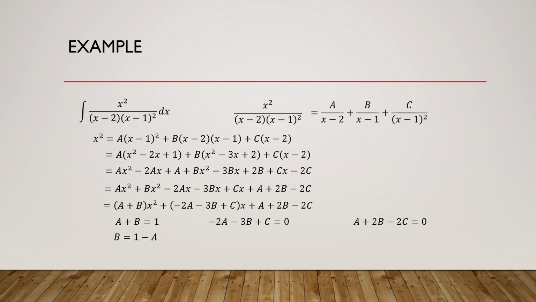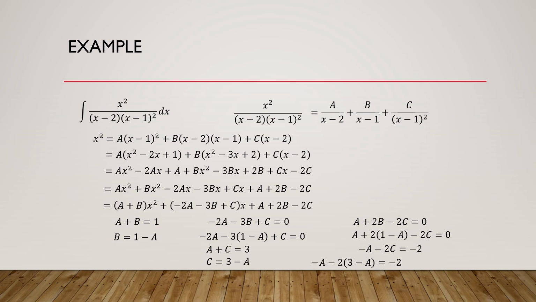In the first equation, we solve for B, then substitute 1 minus A into the second and third equations. These simplify to A plus C equals 3, and negative A minus 2C equals negative 2. Solve for C in the second equation and substitute 3 minus A into the third equation. This simplifies to A minus 6 equals negative 2, or A equals 4. Take this to the first equation to get B equals negative 3, and into the second equation to get C equals negative 1.